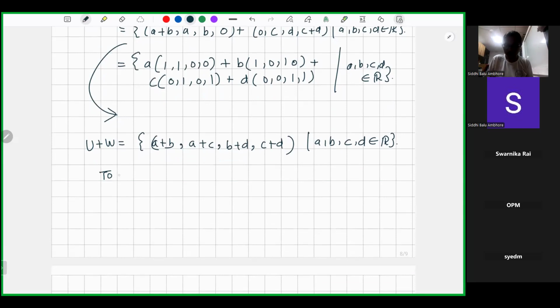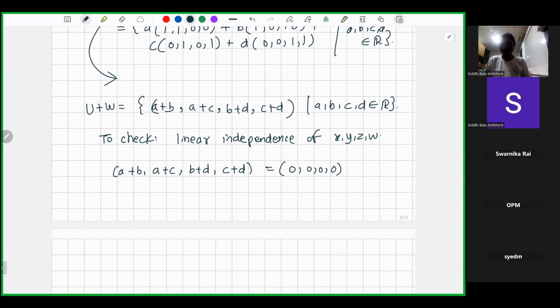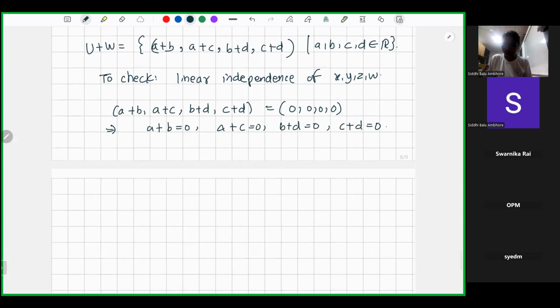To check linear independence of this x, y, z, w, we already have this linear combination and we have to just equate it to 0, 0, 0, 0. If there is any doubt why we are doing this, please stop me and ask. So this gives me a plus b is equal to 0, a plus c is equal to 0, b plus d is equal to 0, and c plus d is equal to 0.